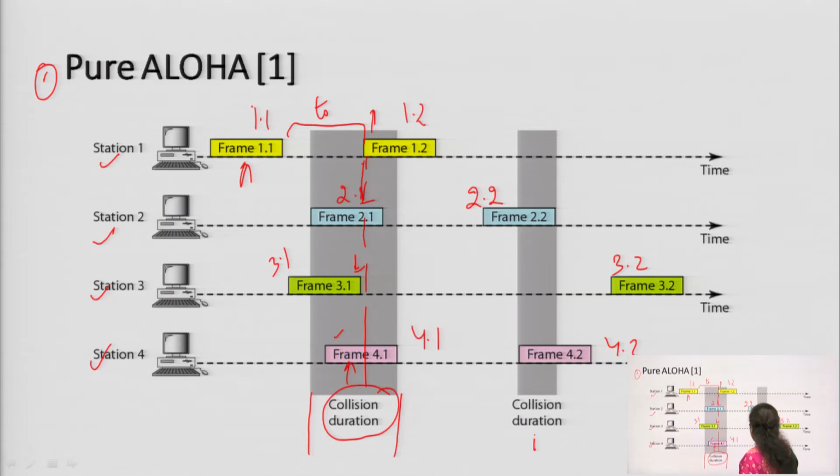Next is the collision duration. This is again the collision duration. You can say that only 2 stations have transmitted data at the same point of time, and the collision will take place, and this is the third station. So, that is the pure ALOHA. You have seen that the collision has taken place, so you can detect it, but you cannot correct it.